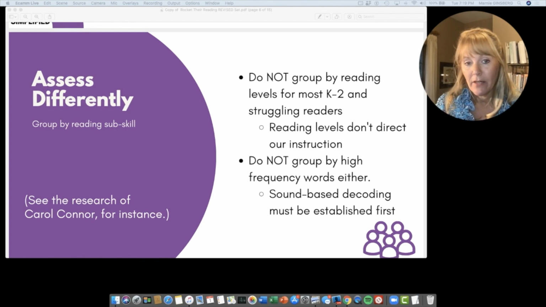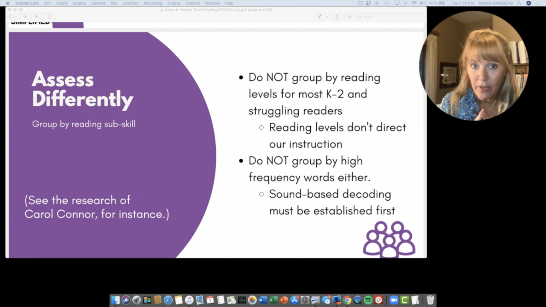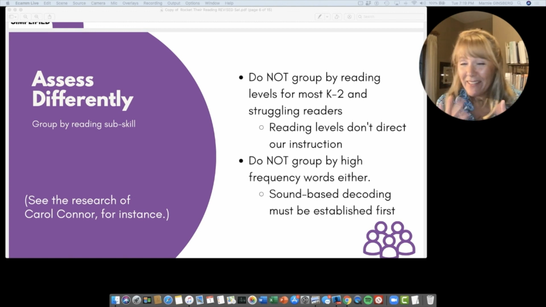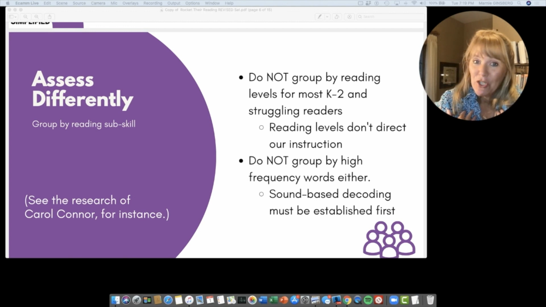What we recommend here, again, is not to group by reading levels, particularly for kindergarten through second grade readers, unless they're way above grade level, or for struggling readers of any age. Because the reading level, again, it's not that valid, and it really doesn't tell us what to do. Similarly, don't group by high frequency words either. Again, it doesn't tell you much. Are they doing well with their sound-based decoding? That's really helpful to know and to find out. This is a different way of assessing.